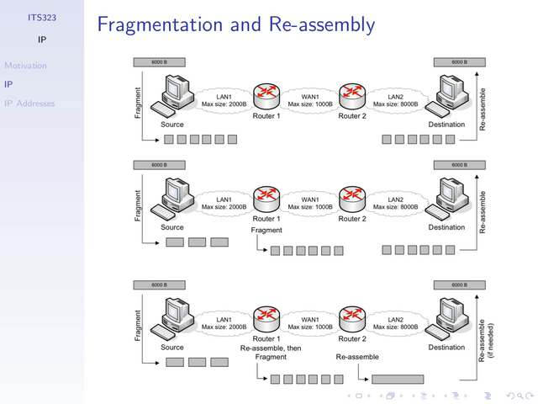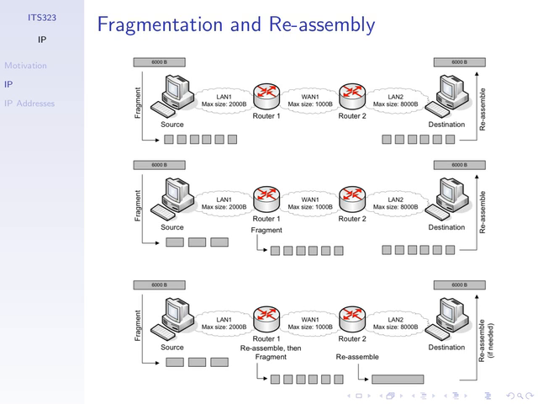This subnet supports 8,000. We have a 6,000 byte packet, no need to fragment. Transmit as is, and we receive as is. And no need to reassemble here, only if necessary.